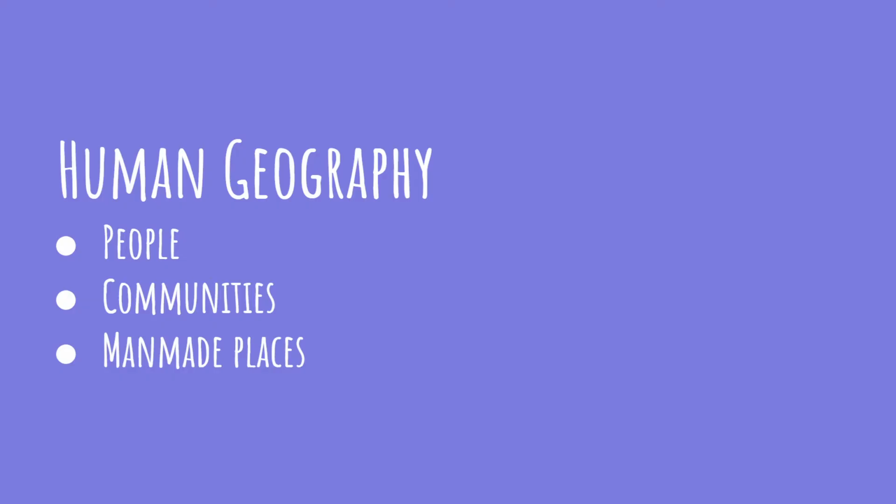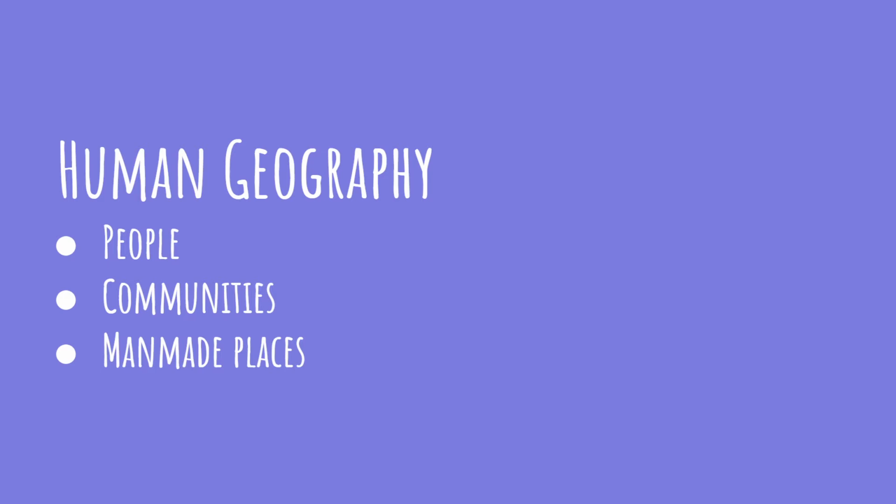The other branch of geography is human geography. This has anything to do with people, with their communities, and with man-made places. Man-made places might be cities or a man-made lake or a dam.